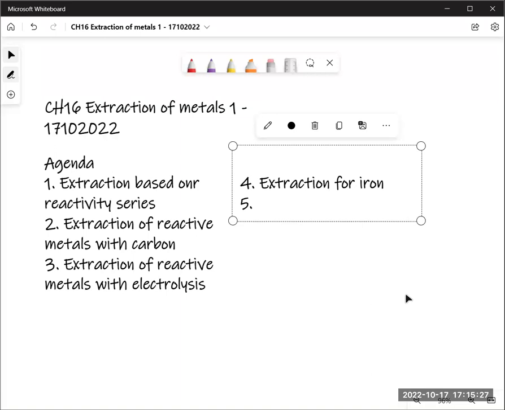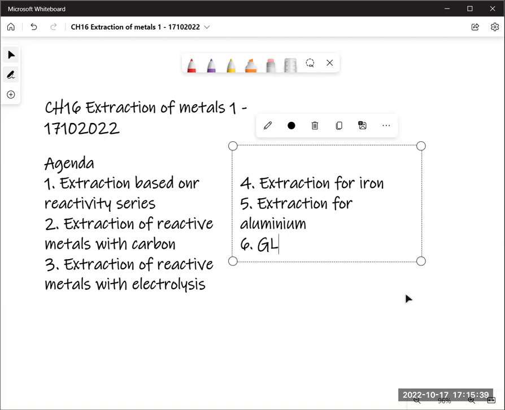Now, okay. So we have extraction of iron, extraction of aluminium, and finally, the last thing we're looking at today is going to be ways of galvanizing for rust prevention. Let's start.